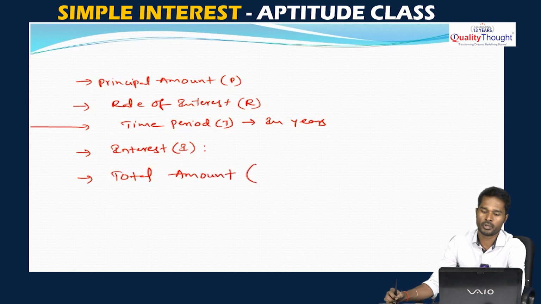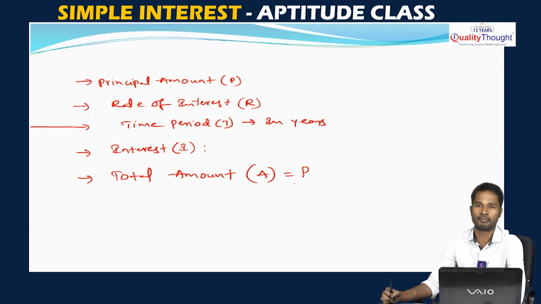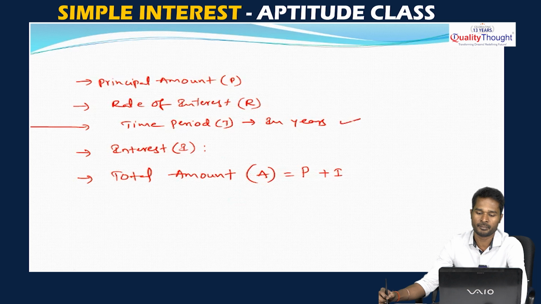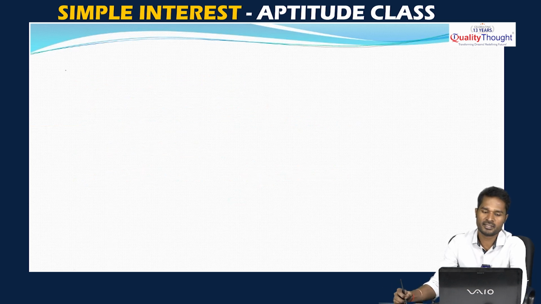So the total amount, we will denote it with A. The total amount is the principal amount which I borrowed or I have lent plus the interest. So the total amount is nothing but the principal amount along with the interest we are paying as extra. So this total amount will be calculated at the end of the time period. That is what we will take into consideration. Let us take an example and we will see how the simple interest is calculated. Then we will see the formula related to it.